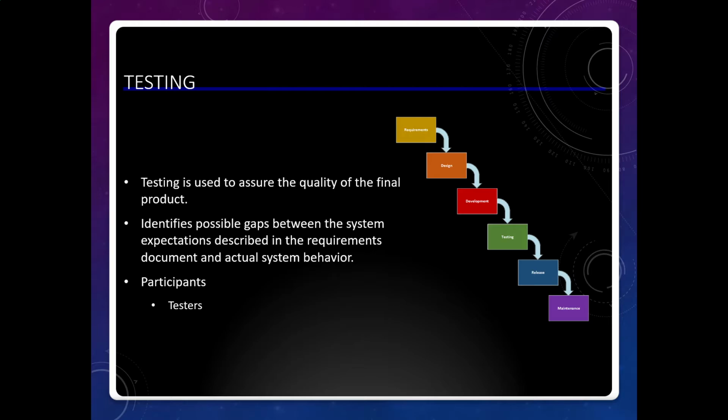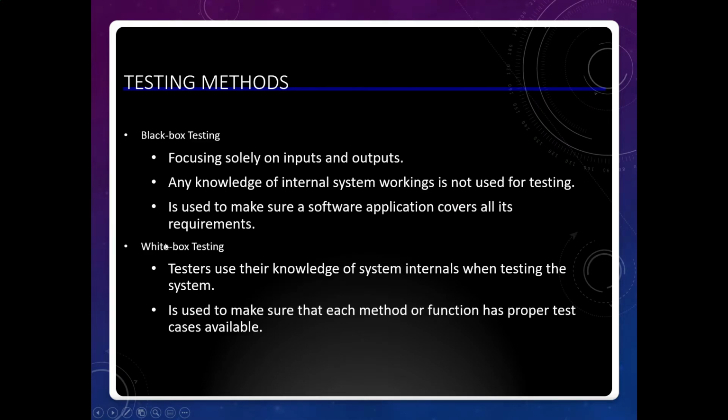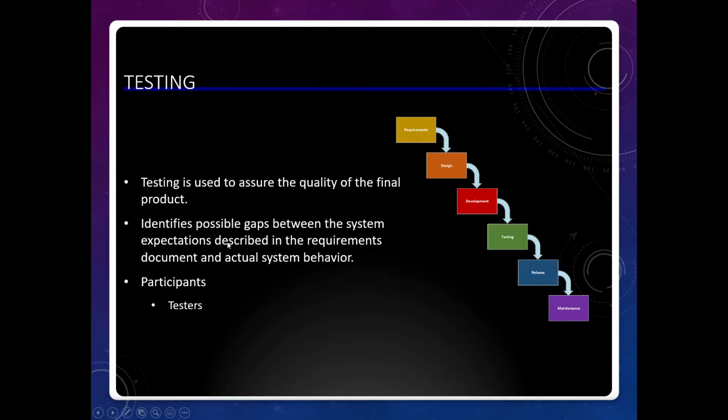So the testing phase happens after the development phase. It identifies gaps between the system's expectations. Okay, I accidentally clicked there. The system's expectations. I talk about expectations with troubleshooting a lot, right? What do you expect to happen and what is supposed to happen? What do the requirements say is supposed to happen?